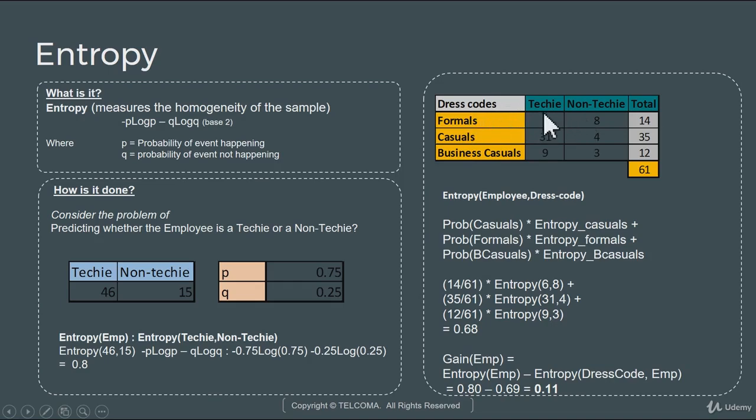If we divide them further into techie and non-techie, this is how it looks. So we have a total of 14 formals, out of which 6 of them are techie and 8 of them are non-techie. And for business casuals, we have 12 values, out of which 9 stand for techie and 3 for non-techie. Add them all, we get 61. So we say entropy of employee versus dress code can be defined as the probability of each individual value into the entropy of those respective values. So we'll say probability of casuals into entropy of casuals plus probability of formals into entropy of formals plus probability of business casuals into entropy of business casuals.